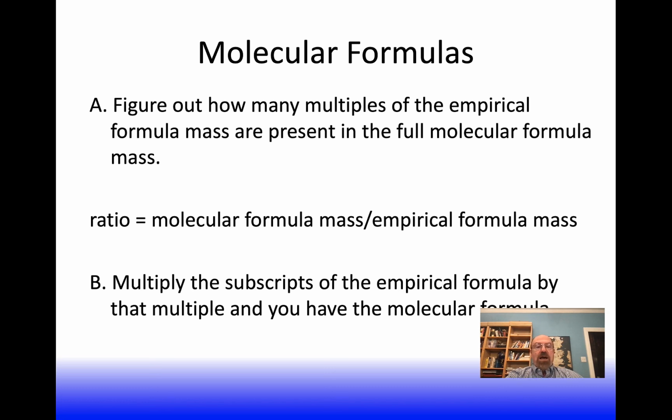Remember, molar mass has the unit grams per mole. We're given the grams of the compound and we're given the total number of moles that represent that mass. So all we have to do is take the grams and divide them by the number of moles and we'll have the molar mass. Once we have the molar mass of the whole compound, we divide it by the empirical formula mass. And then all we have to do is determine the subscript.